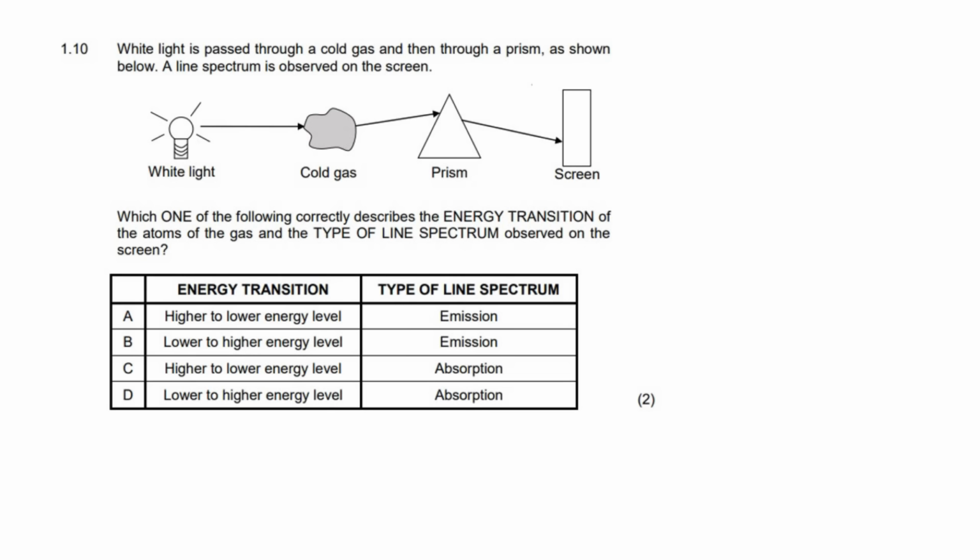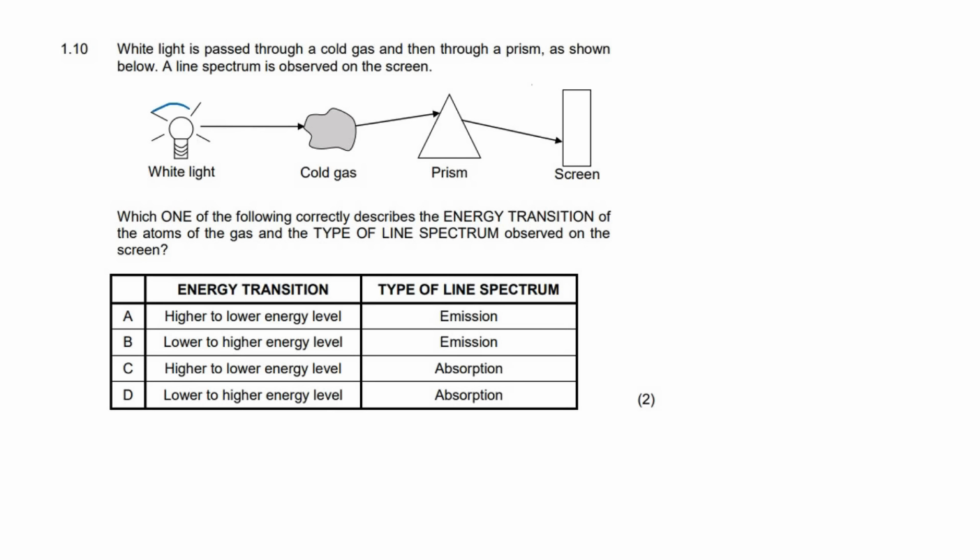White light is passed through a cold gas and then through a prism as shown below. A line spectrum is observed on the screen. Okay, so I have explained emission and absorption on the Kevin Math Science course. But in my explanation in that video, I didn't talk about cold gas. So let me see if I can quickly try to summarize how this works.